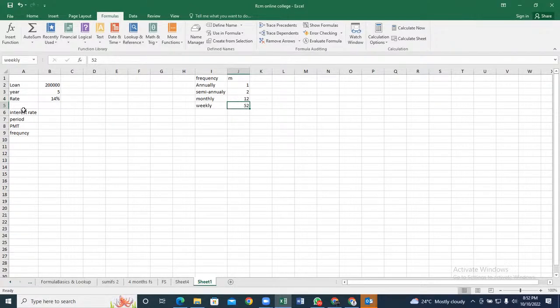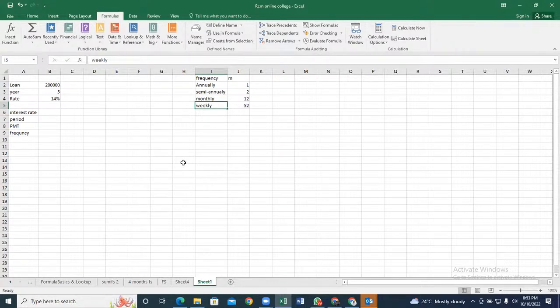We now want to come here and create what we call a drop-down list. This drop-down list should contain the names of these frequencies. Is it annually? Is it semi-annually? Is it monthly or weekly? That's what we are now creating. So how do we create that drop-down list?